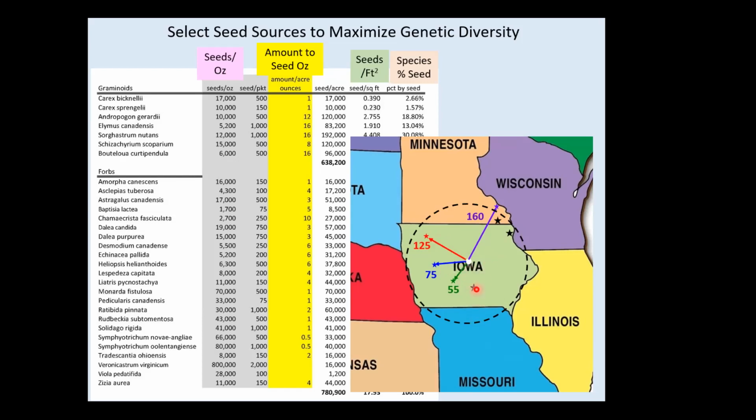Some other ones: Austin Ball Seeds right here. This is a nursery, Shooting Star, I think this one is in southeast Minnesota. And this is Ion Exchange in northeast Iowa. And I'll bring it up real quick.